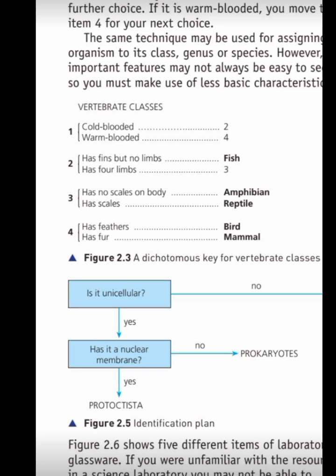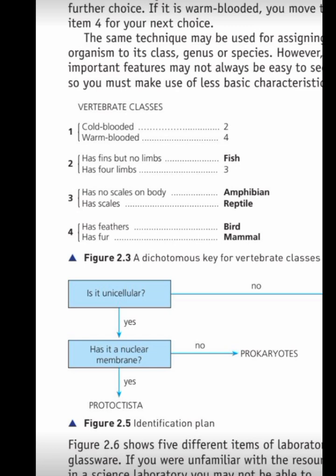Now we consider that the organism is cold-blooded, so let's move to step 2. In this step the first choice is that the organism has fins but no limbs, and the second choice is that it has 4 limbs. These two characters are totally opposite. If it has fins but no limbs, it is classified as a fish. So we discover that this group of vertebrates is fish.